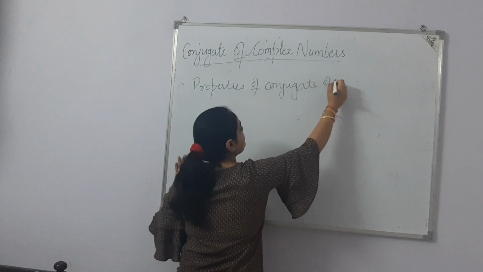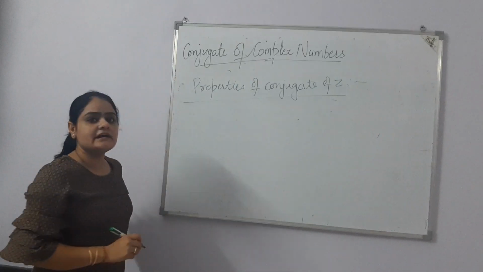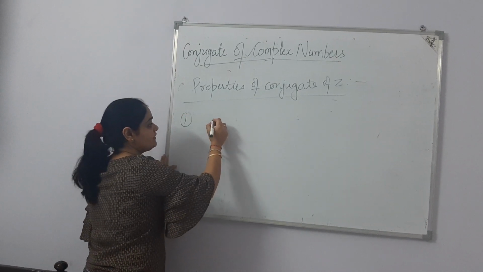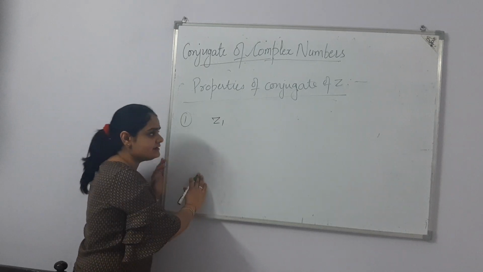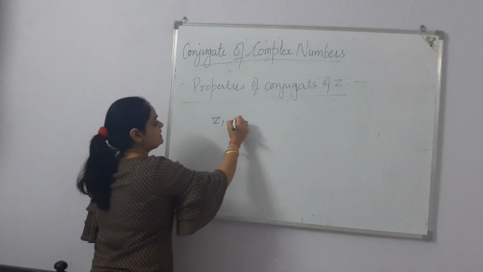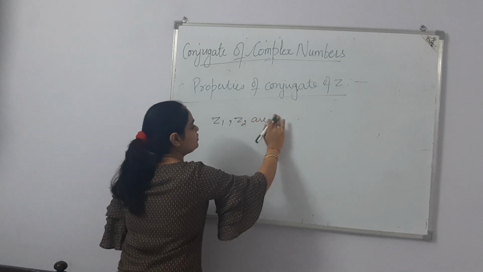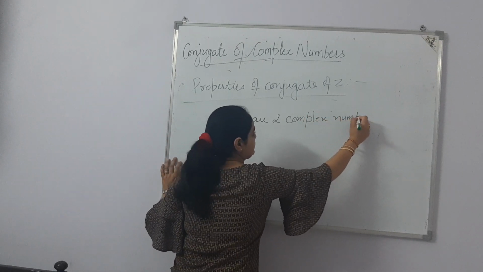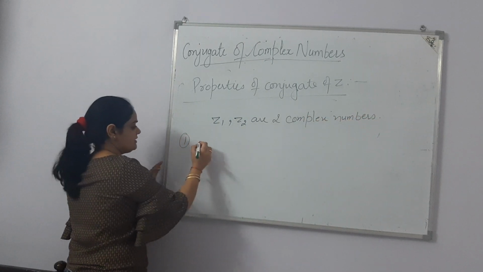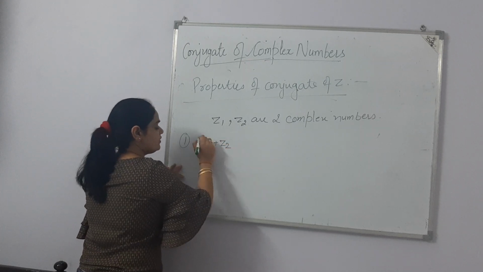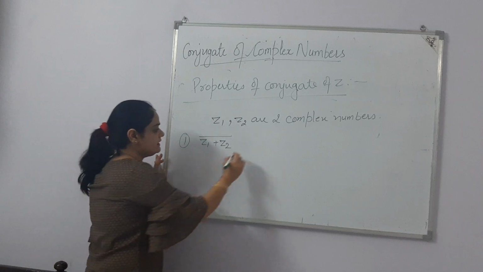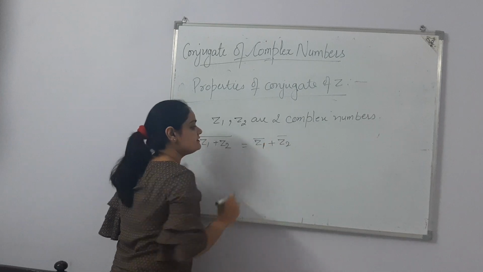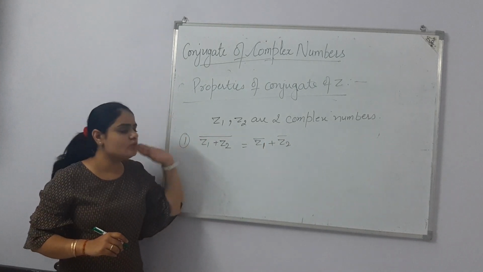Conjugate of complex number. I am taking it as z because z is denoted as a complex number. So the first property is saying, if z1 and z2 are two complex numbers, and we take the whole conjugate of z1 plus z2, then we can split it into z1's conjugate and z2's conjugate. The answer will be the same as z1 plus z2's whole conjugate.